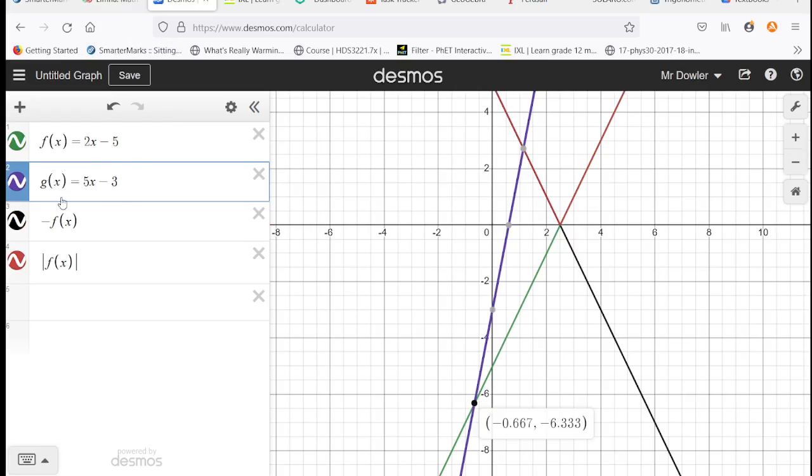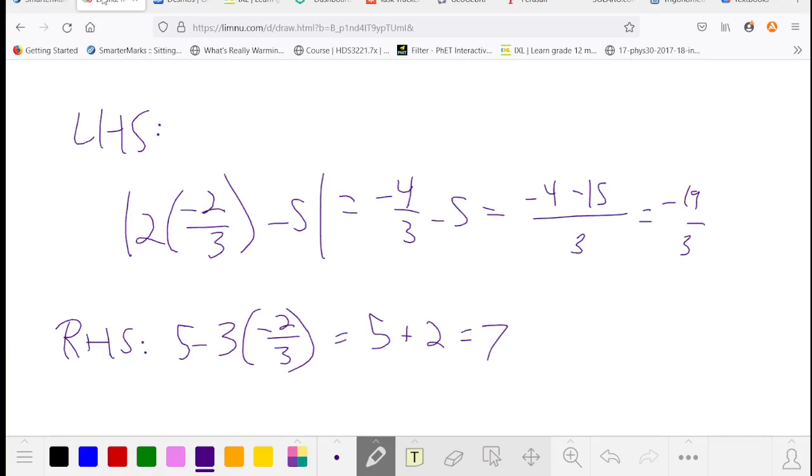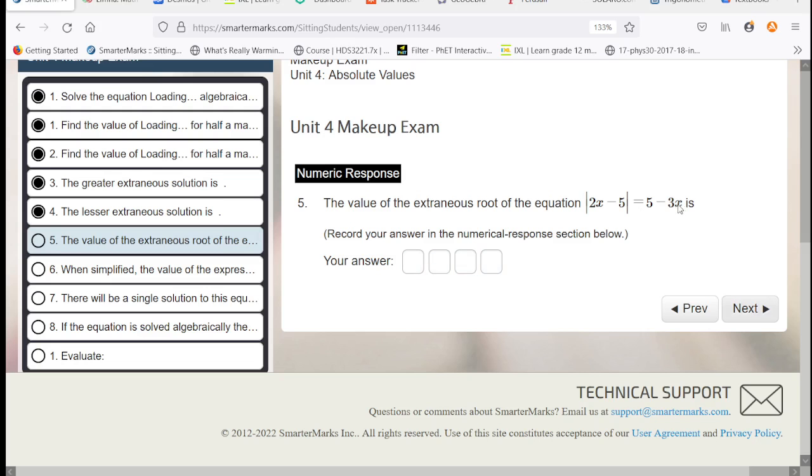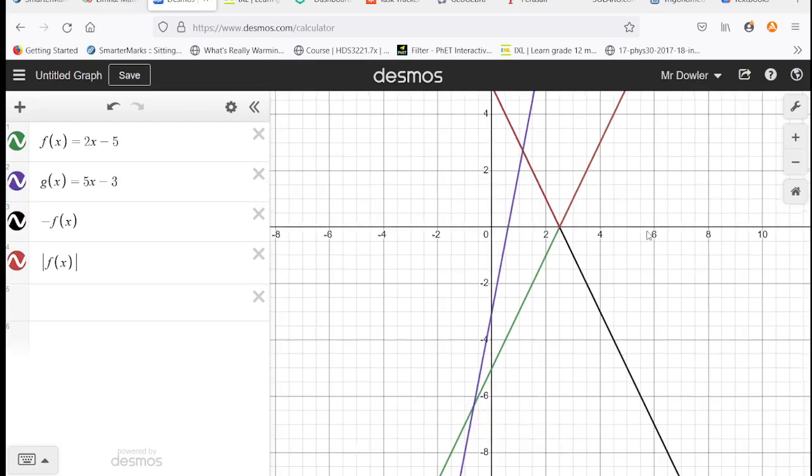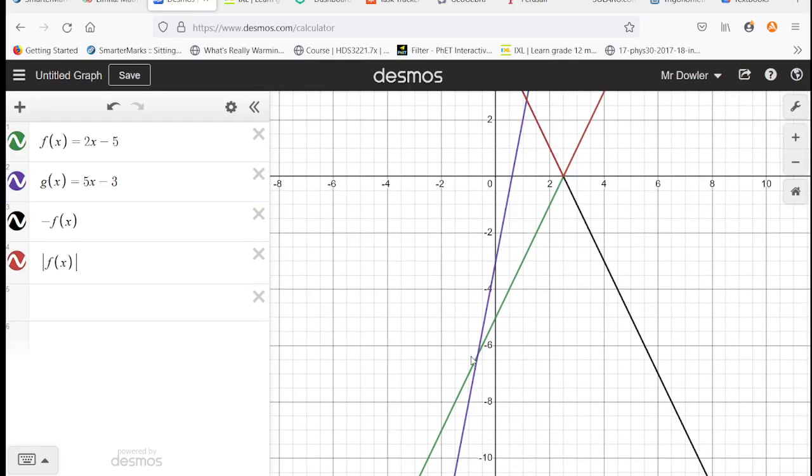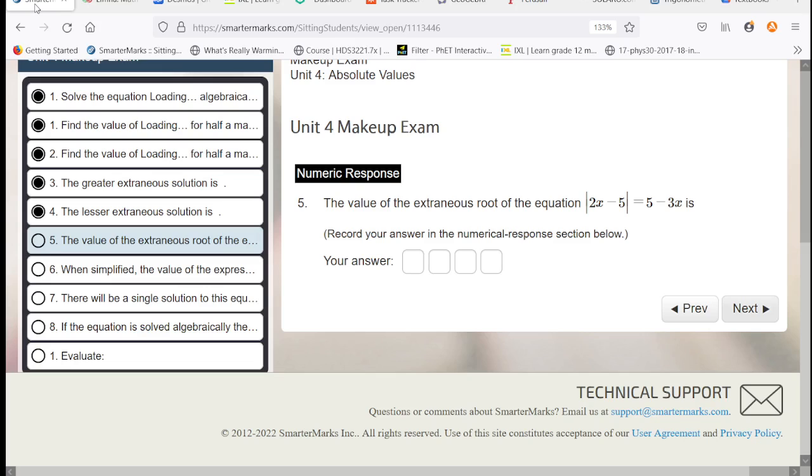So by graphing the function and the negative of the function, as well as graphing the right-hand side and the absolute value, we can see which of these pieces is not actually there. Yeah, so that is a negative 2/3 here. Now, is that the only extraneous root? Because the answer key is different. The answer key is saying 2, and 2 is an extraneous root.